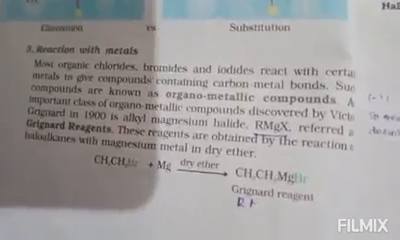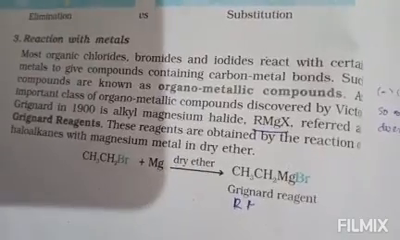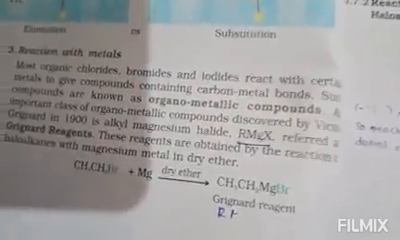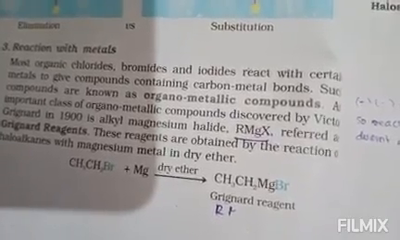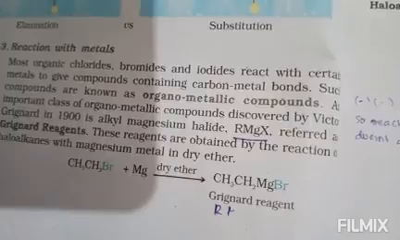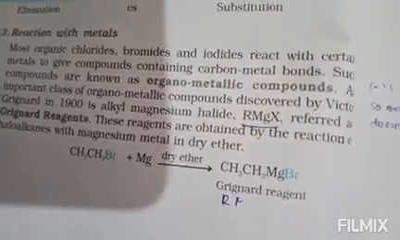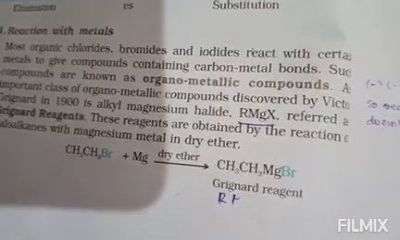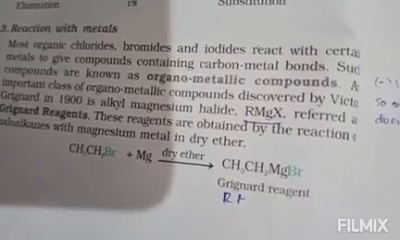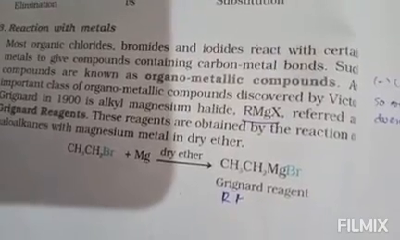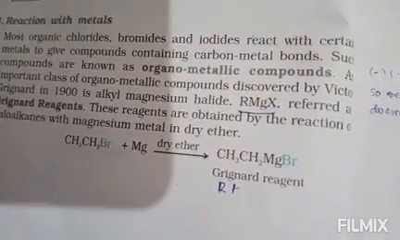Good morning. Today we will see again a reaction with metal. Most organic chlorides, bromides, iodides react with certain metals to give a compound containing a carbon-metal bond. Such compounds are called organometallic compounds. It is an important class of organometallic compound discovered by Victor Grignard in the year 1900s, and that is alkyl magnesium halides, which are represented by RMgX.